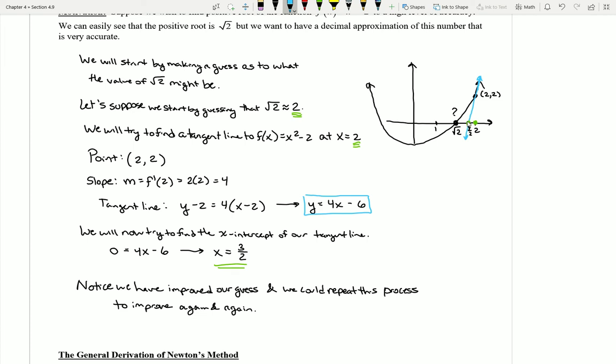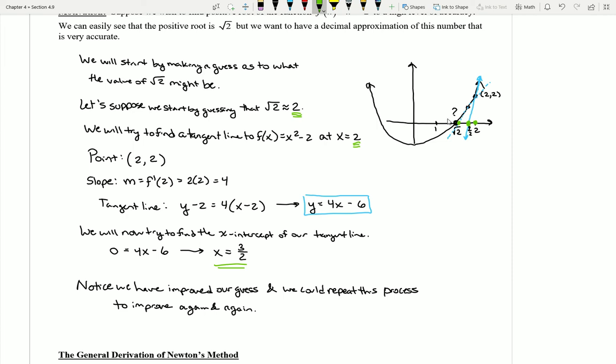That is, I could imagine going to this picture and saying, okay, so now I'm at 3/2. Why don't I go back up to the curve right above 3/2 and build a tangent line there? Notice that this tangent line is going to look something like this. Now, this may not cross perfectly over where the square root of 2 is, but it sure as heck is going to be a lot closer. And so if I could find where this new tangent line crosses the x-axis, I'm going to get a value that's even closer to the correct value.